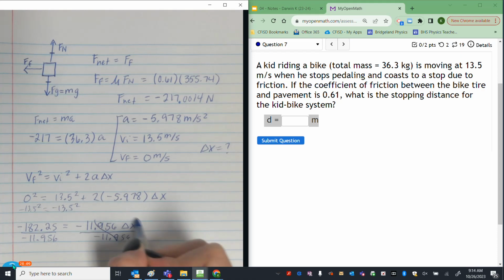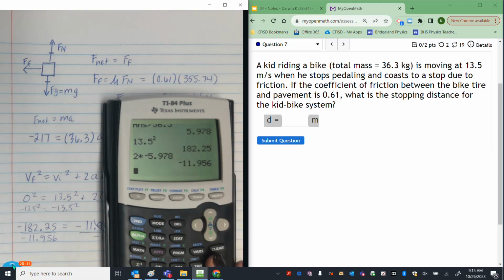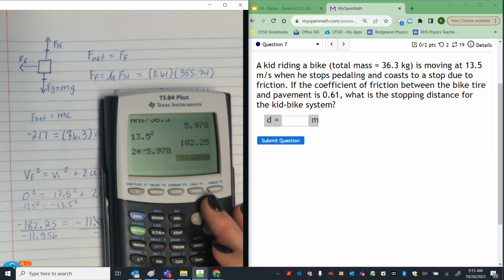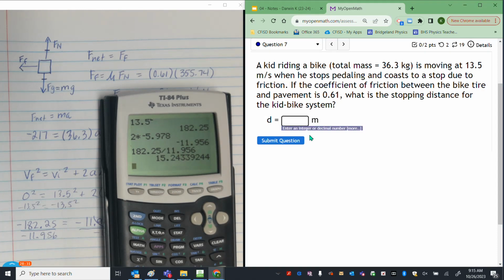That isolates my variable, and that goes in my calculator. You'll notice the negative signs are going to cancel now. Okay, so we're going to take this and divide it by 11.956, and we get 15.24339. Obviously it keeps going, but let's go ahead and type that in. 15.24 meters.